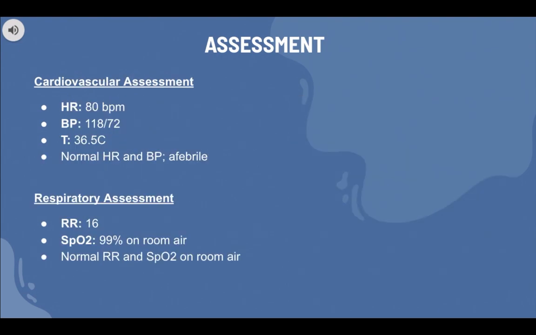Assessment of cardiovascular status shows normal findings. John has a heart rate of 80 beats per minute, a blood pressure of 118/72, and is afebrile. Assessment of respiratory status also shows normal findings. John has a respiratory rate of 16 breaths per minute and an SpO2 of 99% on room air.